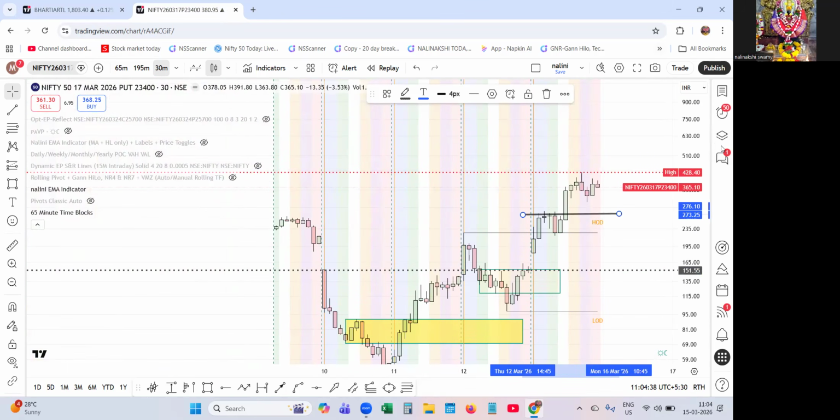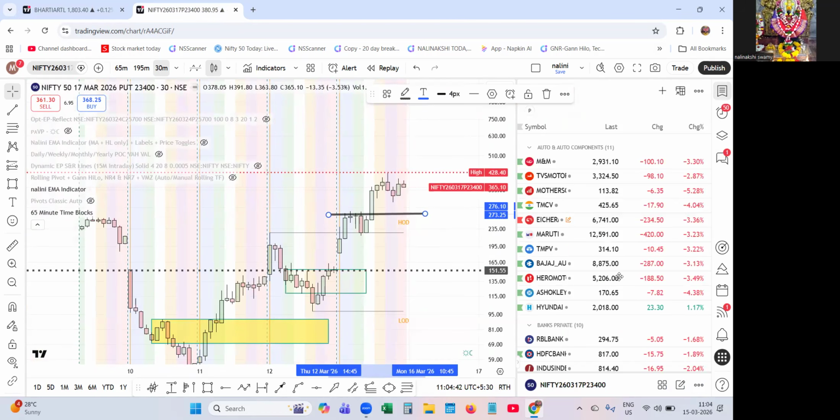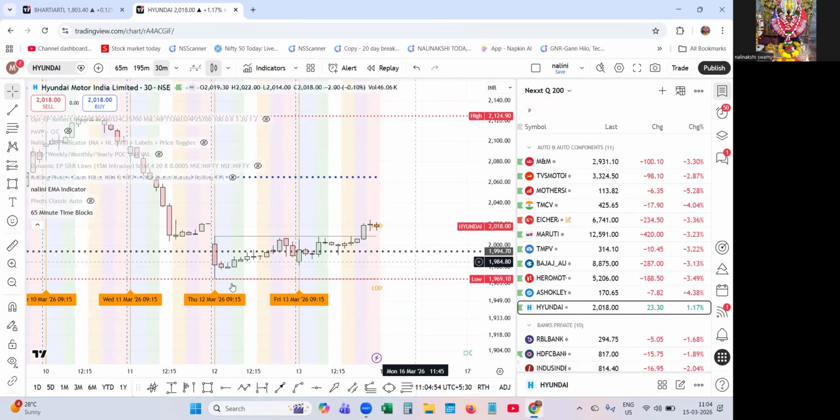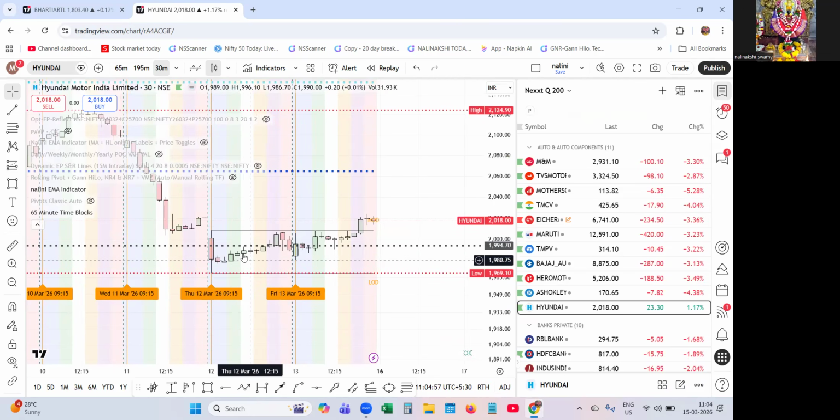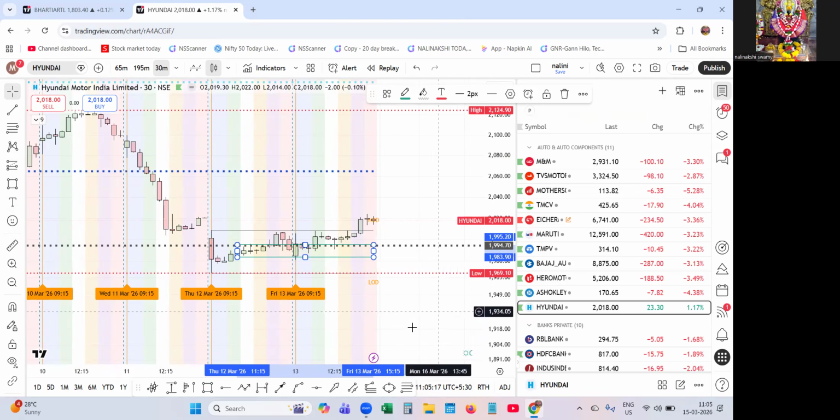Let me go to Hyundai Motors. I got this, Hyundai Motor India Limited, you can see the time cycle. This is on 12th, the midday 65-minute time cycle. The price has moved higher. Yes, friends, you can keep it in your watch list. You can track yourself for Monday's trade.